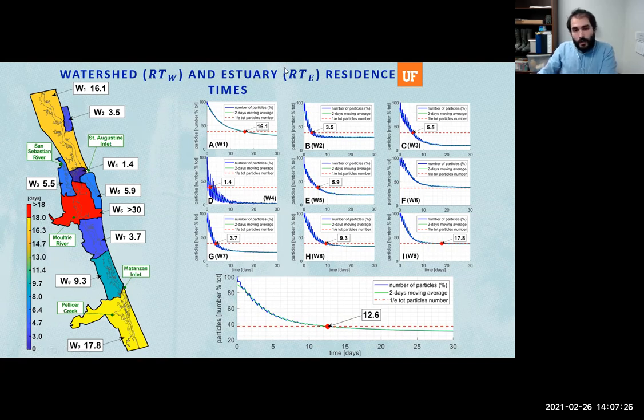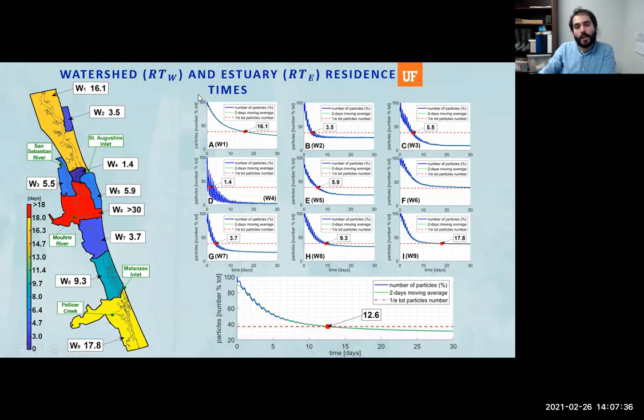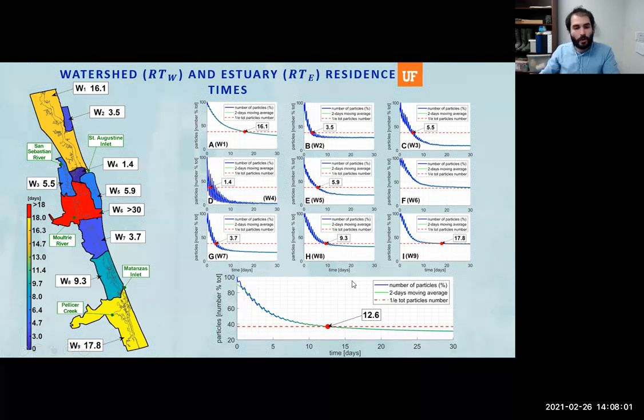How do we calculate these values? Obviously, we use a one over e method. So these graphs describe how the particle number goes with the time. And here, when the particle number reaches 36% of the initial value, we have the residence time. These are the values for the watersheds, and this is the value for the entire estuary. The principle is the same, and the value we got is almost 14 days, so 2 weeks. That is pretty close to some results obtained by other authors before us.